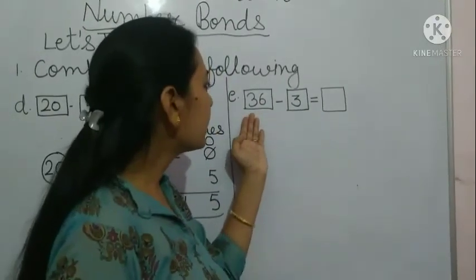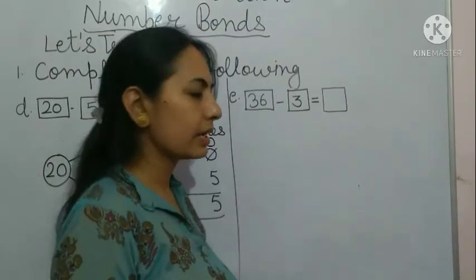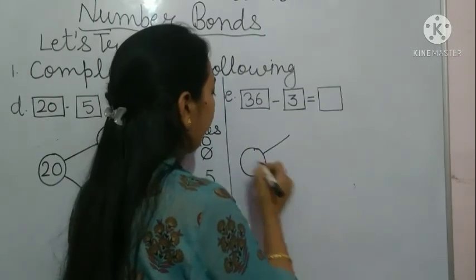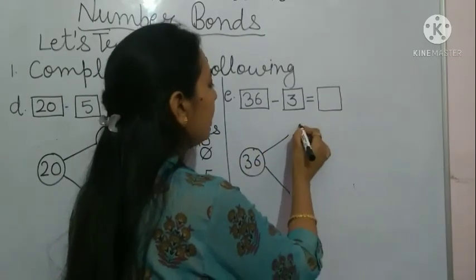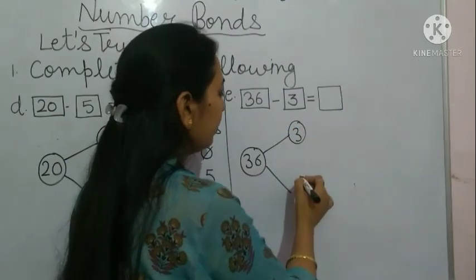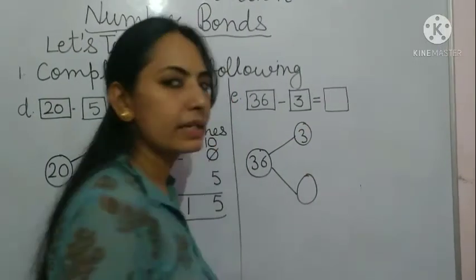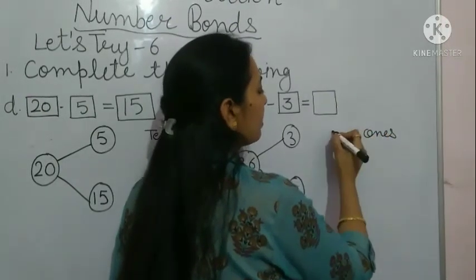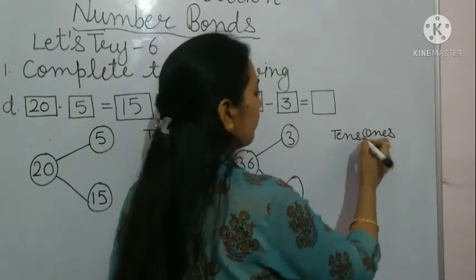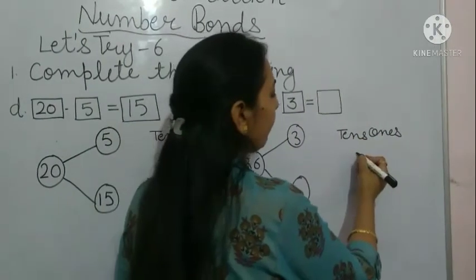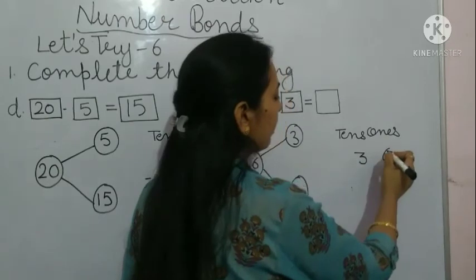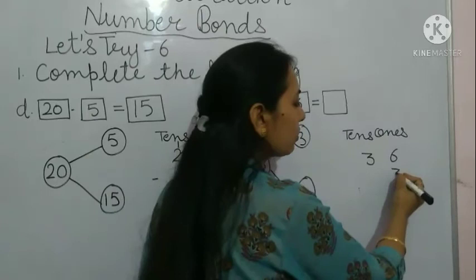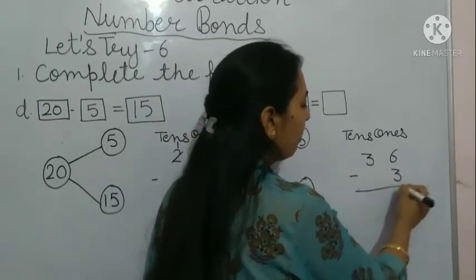Here we have 36 and we have to minus 3 from 36. So first make the bond for it. We will write 36 and we have one part, 3, and we have to find the next part. So write down ones and tens. First we will write our first number 36, that is 3 tens and 6 ones, and we have 3 as ones, so we'll write it here and put the sign of minus here.